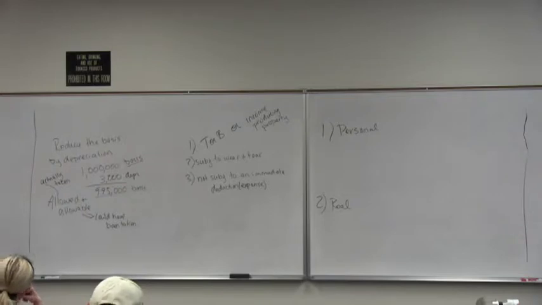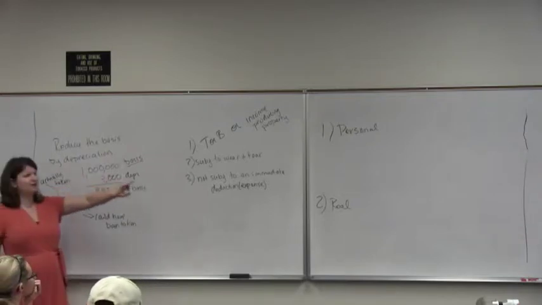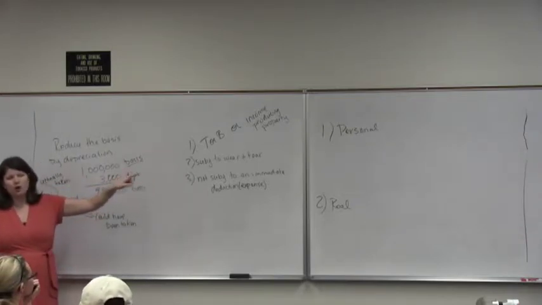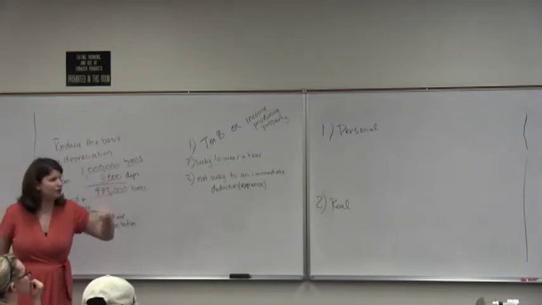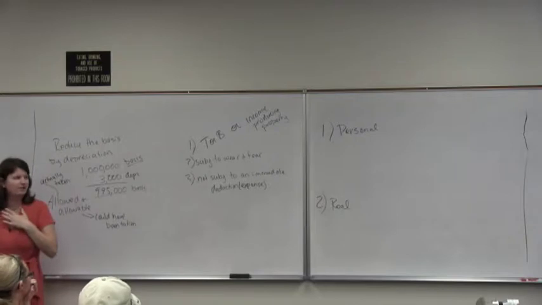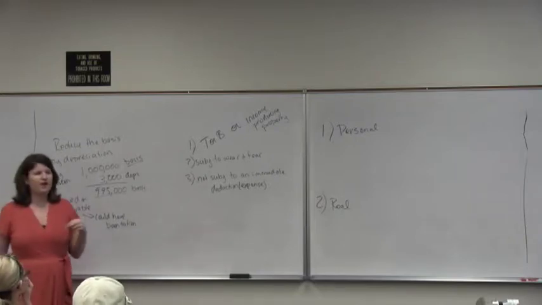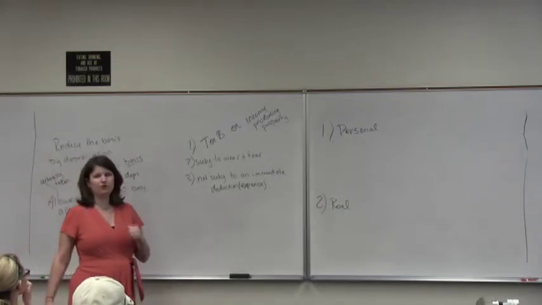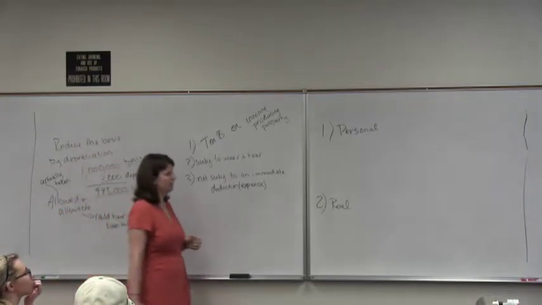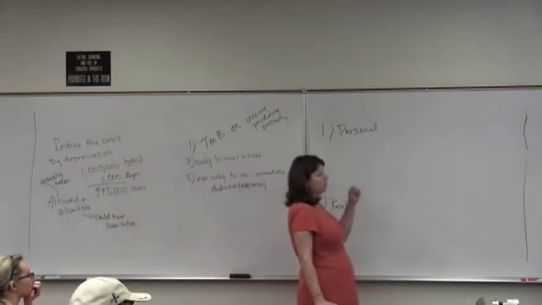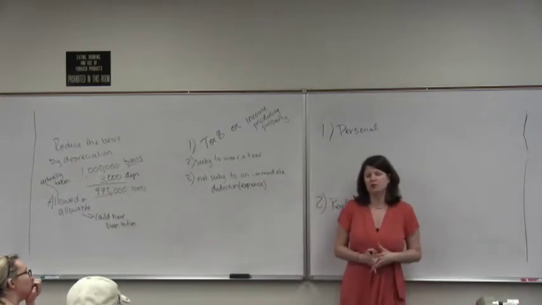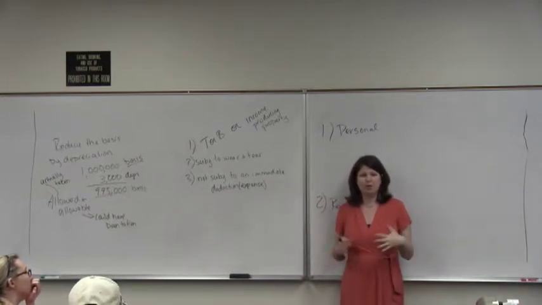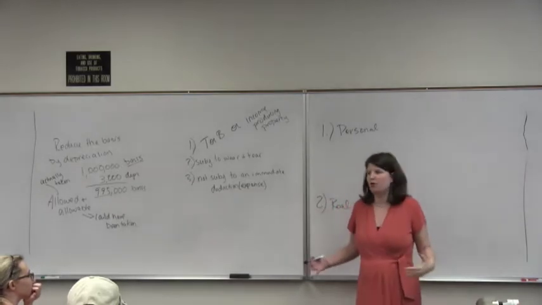So the code says our basis for cost recovery is the lower of your cost basis, so what you paid for it, or the fair market value at the date of conversion. And if you have some sort of loss that occurred prior to conversion, you can't take the loss. Why? Because it's a personal use property.